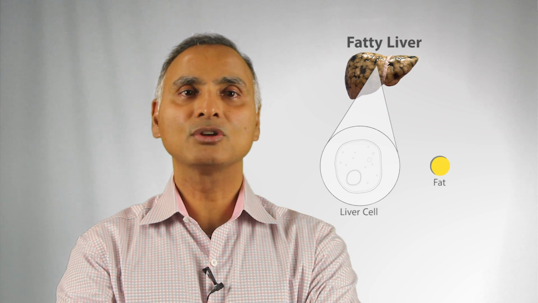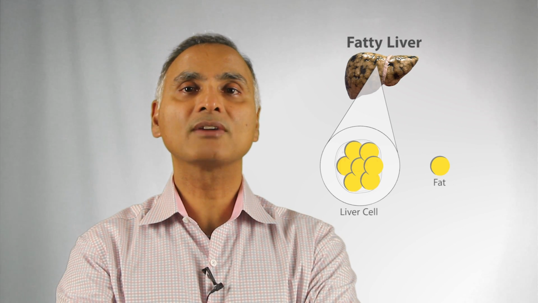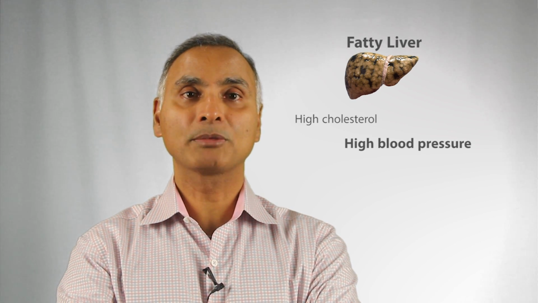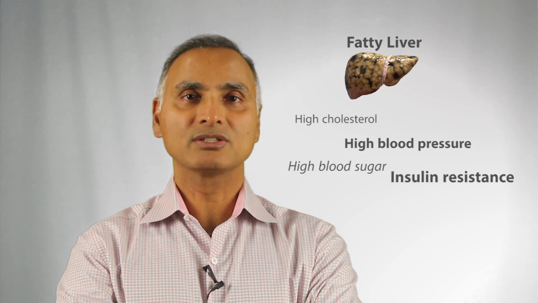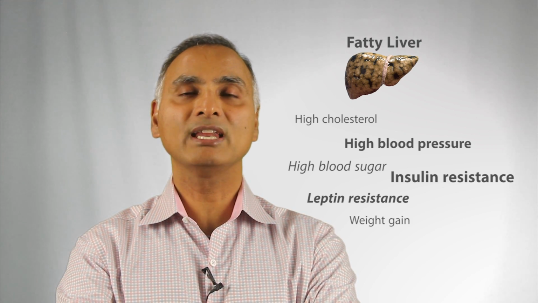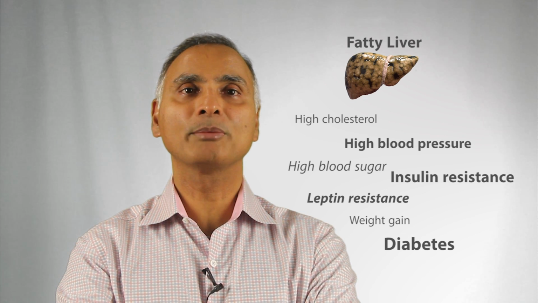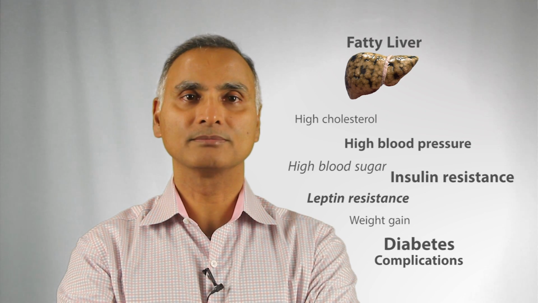If you have fatty liver, what does it mean? It means that your liver cells are full of fat. When the liver cells are stuffed with fat, they do not function normally, and that is when all the problems start to happen. Your cholesterol starts to go up, your blood pressure becomes elevated, your fasting blood sugar goes up, you become insulin resistant. After that, you become leptin resistant and you start gaining weight. Then you become a diabetic, and now you are at risk for developing all the diabetic complications. All of these happen when you have fatty liver.